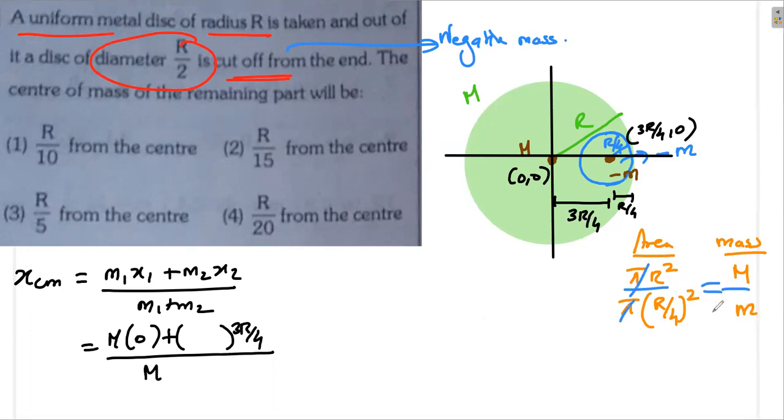So if I cancel off, I get 16, so this is capital M/16. The small m, remember, is negative, that's very important. So it is minus capital M/16. That's all, the problem is over.